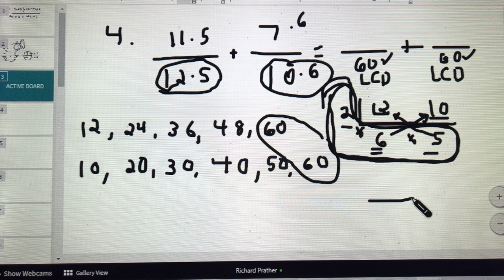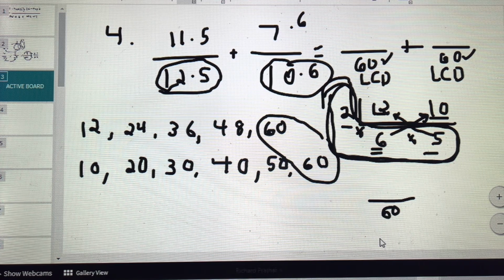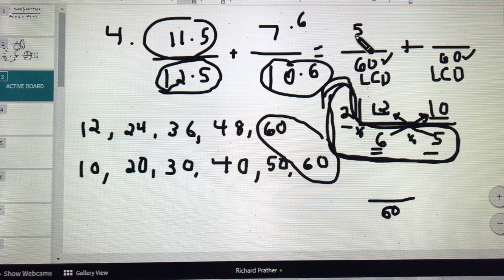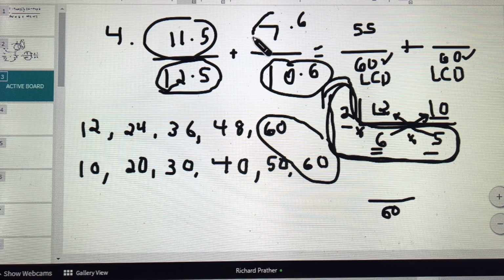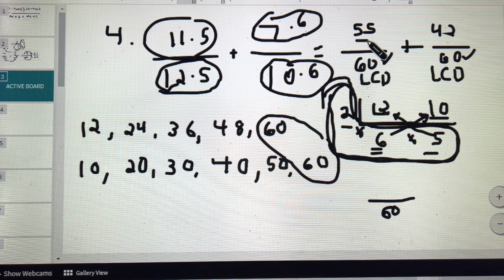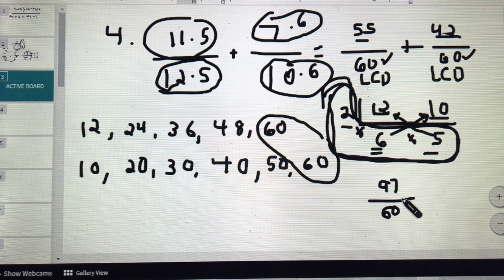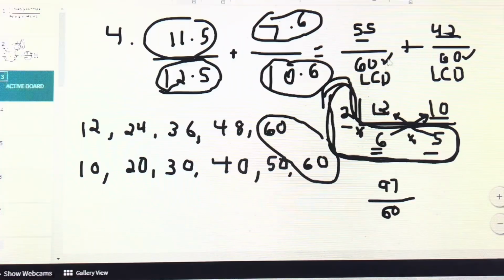And then the answer is going to have a 60 in the denominator. Now that I have both denominators the same, the denominator will be 60. Now you do need to do 11 times 5, 55. 7 times 6 is 42. 55 plus 42 is 97. Then you get what we had yesterday where maybe this reduces. And all those different strategies could be used to find that.